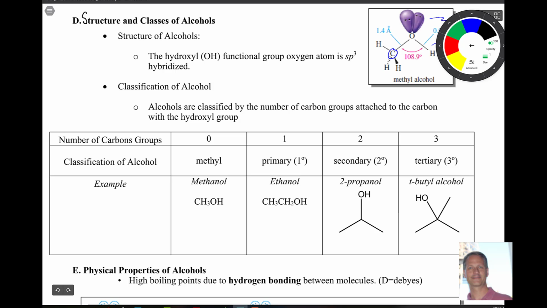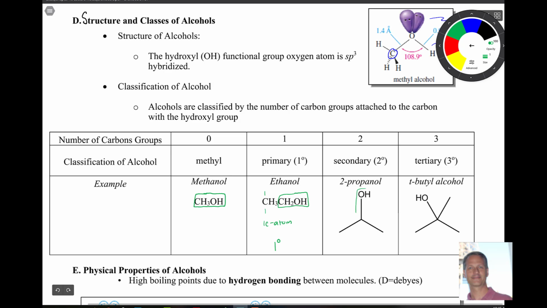So a methyl is an OH group connected to a carbon that has no other R groups on it. So that carbon by itself is just connected to 3 H's. Right? This carbon here is connected to our OH. It's connected to just one R group. So that is one carbon atom. And that's what makes this primary.